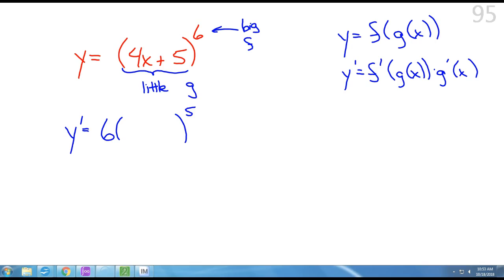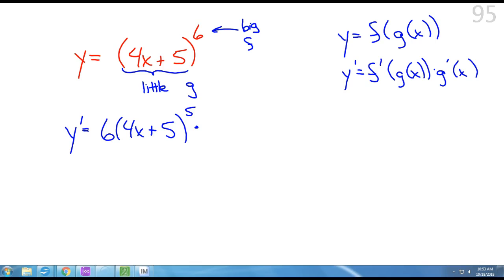What happens to g of x? It stays the exact same. So that's what I mean by leave the little guy alone. So g of x stays g of x, and it still goes there. So that was g of x, this is still g of x. Now you multiply by the derivative of the g. So it's like we do the big guy first, we leave the little guy like it is, then we kind of move on. Okay, now let's take the derivative of the little guy.